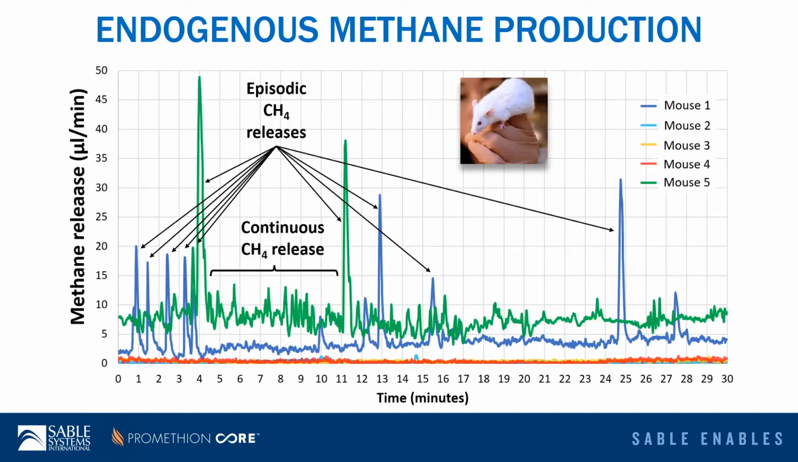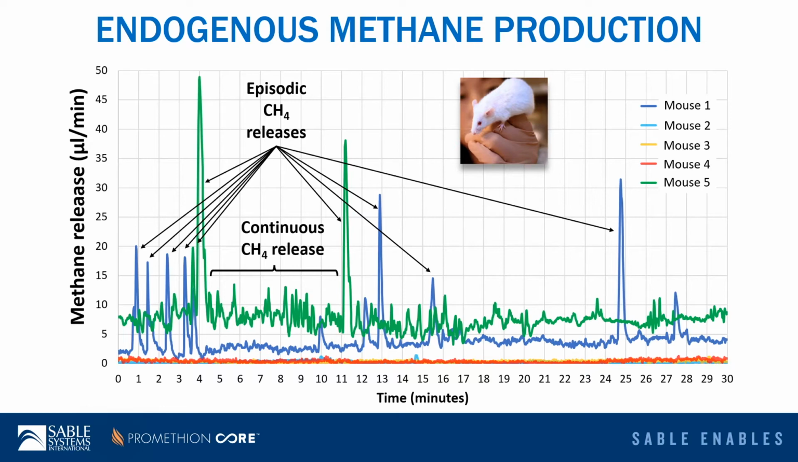So the mouse from the previous slide that I showed you is still shown here in blue, but here I've overlaid data from 4 other mice. 3 of these mice, number 2, number 3, and number 4, barely produced any methane, and that's not unusual in my experience. But mouse 5, in the green, produces about twice as much methane as we saw in mouse number 1.